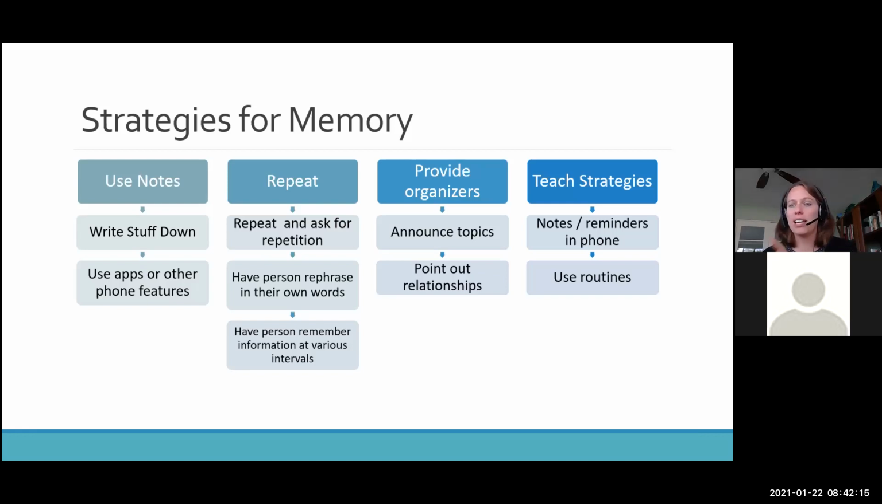So strategies for memory: writing things down, I think, is the best strategy for memory, whether that's writing it in a planner, making a list, using an app or other phone features. You can really be creative with this. It's really about what's going to work best for the person that you're working with. You want it to be a usable system that they know, hey, this is where my stuff is. This is where I can find what to do.